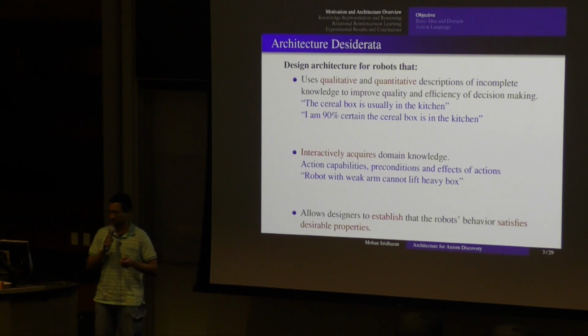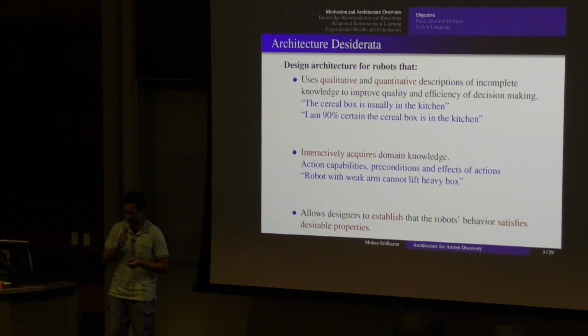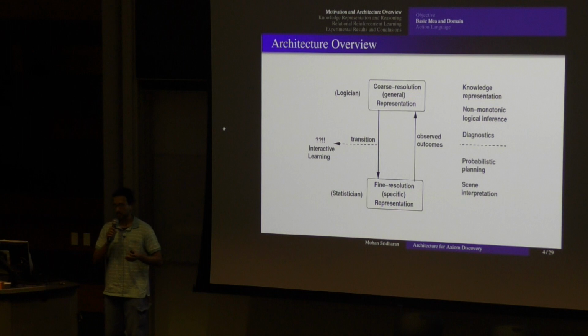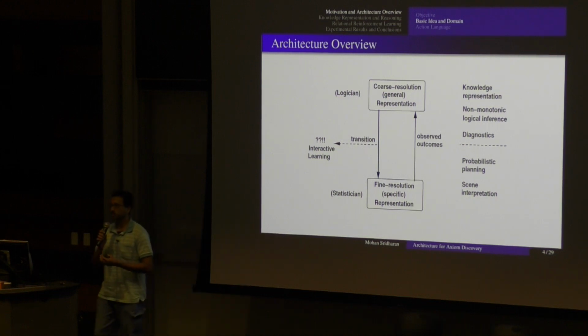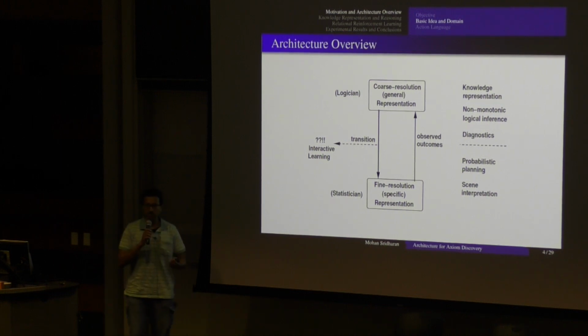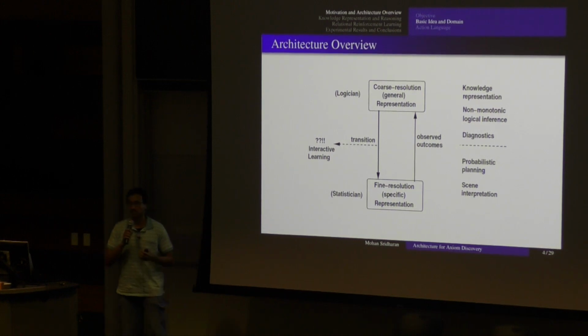Okay, so let's try a block diagram description of what the architecture is about. Imagine, if you will, that there exists within this robot a logician and a statistician. The logician has a coarse-level description of the world and is going to use non-monotonic logical inference with the knowledge that is there to do planning, diagnostics, and a whole lot of things. For any given goal, the logician is going to come out with a plan of abstract actions. Now each action corresponds to a transition in his transition diagram.